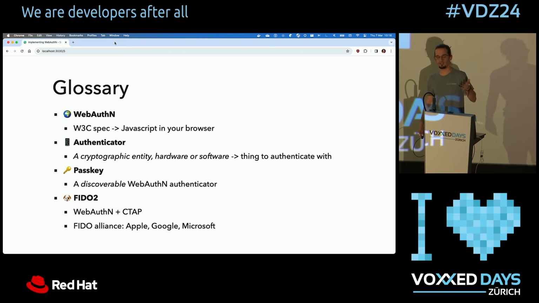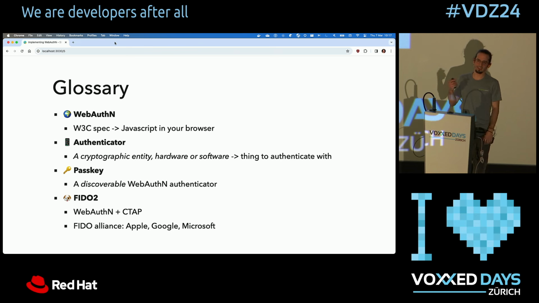An authenticator is a cryptographic thing. It can be hardware, like these keys here, or it can be software. And it allows you to generate credentials for a website and prove that you have those credentials. A passkey is a special case of an authenticator. It's an authenticator that can be discovered by the browser, right? So you don't need to know its ID or anything. When you say, I want to log in with a passkey, it starts blinking and you can click on it.